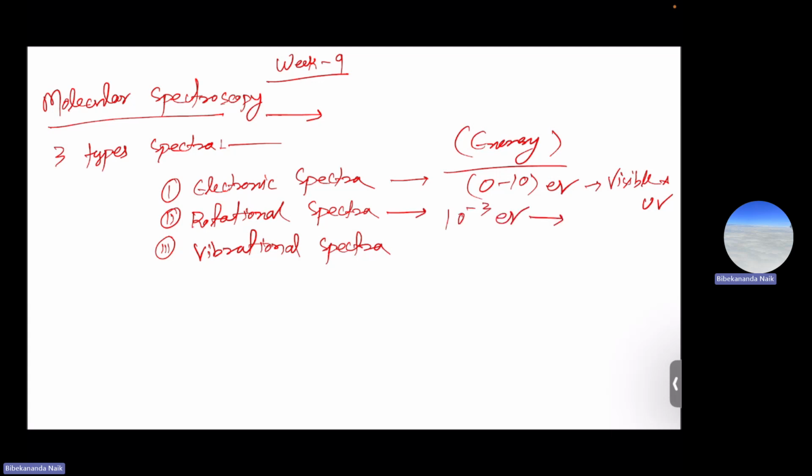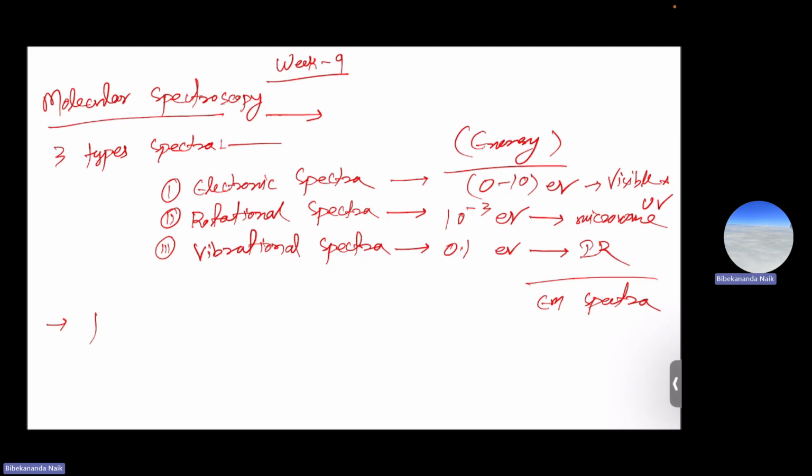Since the energy is very small, they correspond to the microwave part of the electromagnetic spectrum. And for vibrational spectra, the energy is of the order of 0.1 electron volt, and it corresponds to the infrared region of the electromagnetic spectrum. The molecules which undergo rotational and vibrational motion can also be called microwave active or infrared active molecules.